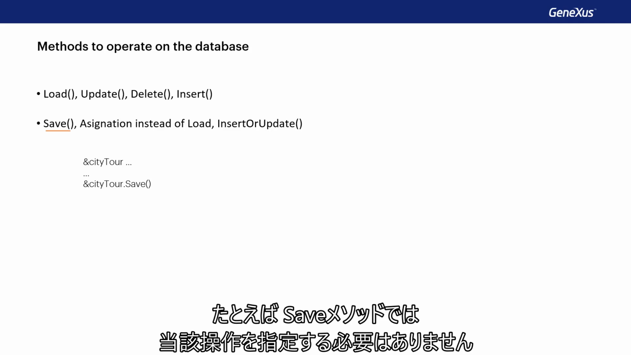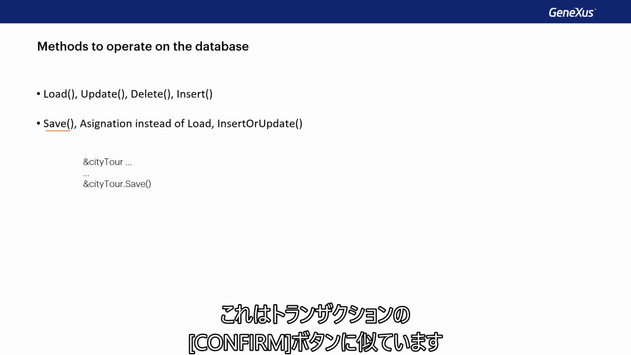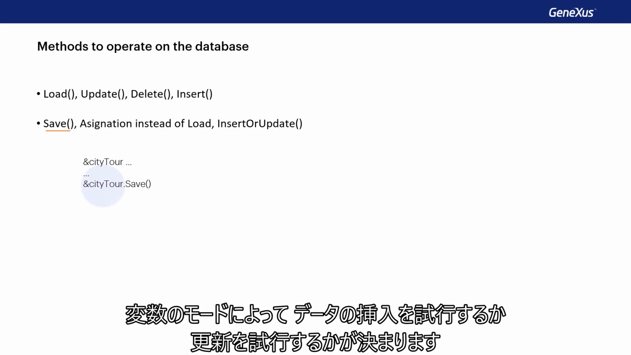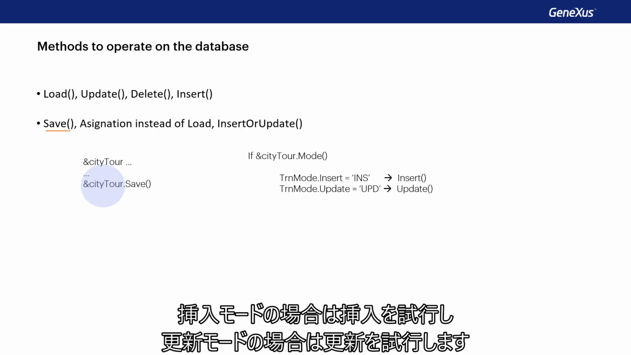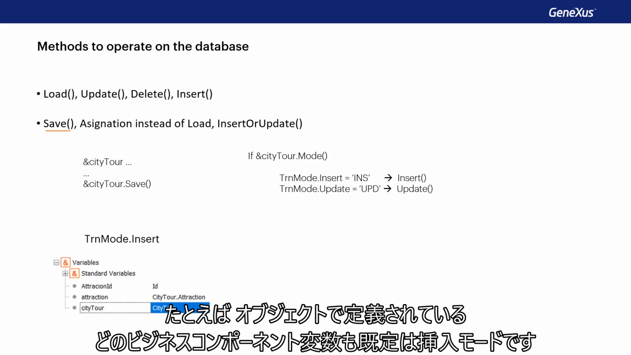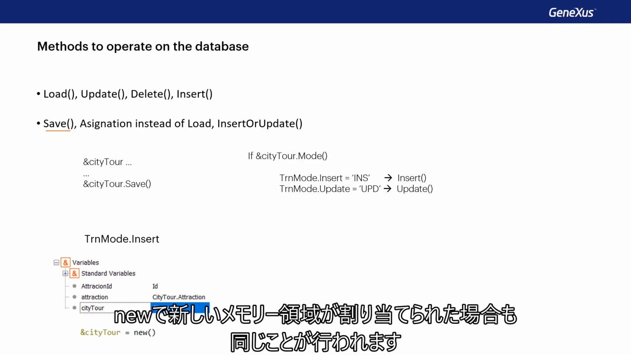For example, the save method avoids specifying the operation in question. It's more like the confirm button of the transaction. It'll depend on the mode the variable is in, whether it'll try to insert or update data. If it's in insert mode, it'll try to insert, and if it's in update mode, it will try to update. For example, every business component variable defined in an object is in insert mode, and the same happens when new memory space is allocated to it with new.